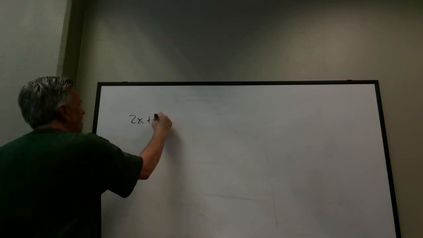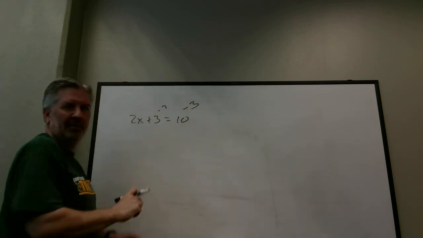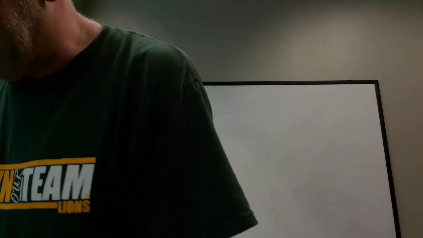Okay? And I don't want to see floating work either. 2x plus 3 equals 10. Subtract 3, subtract 3. I don't want floating numbers. Okay? Don't do that.